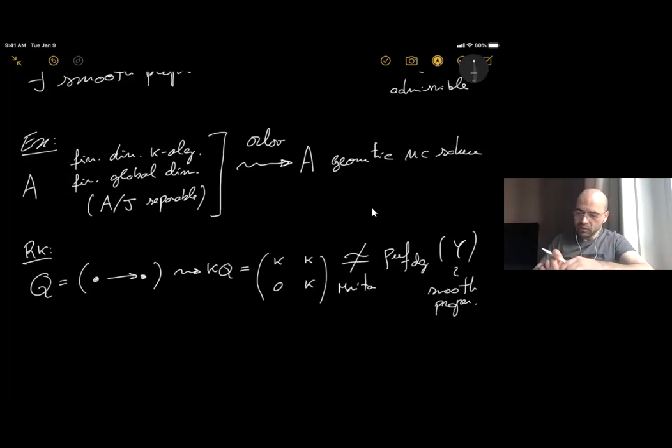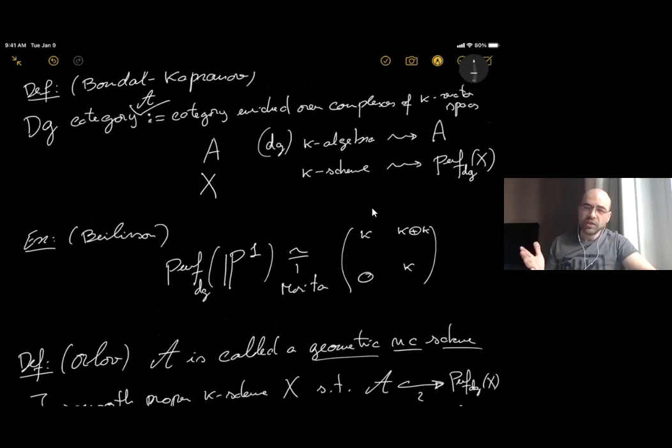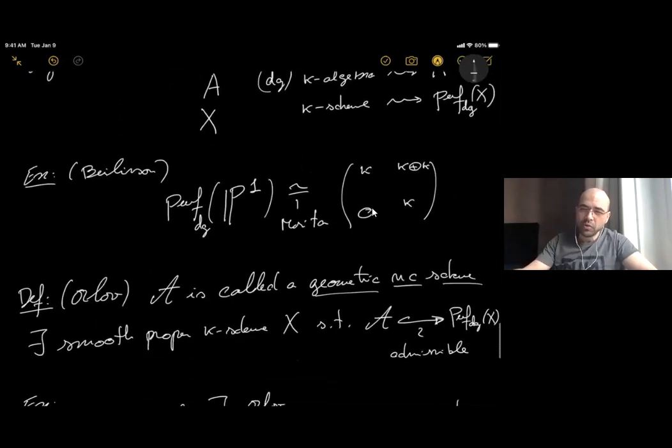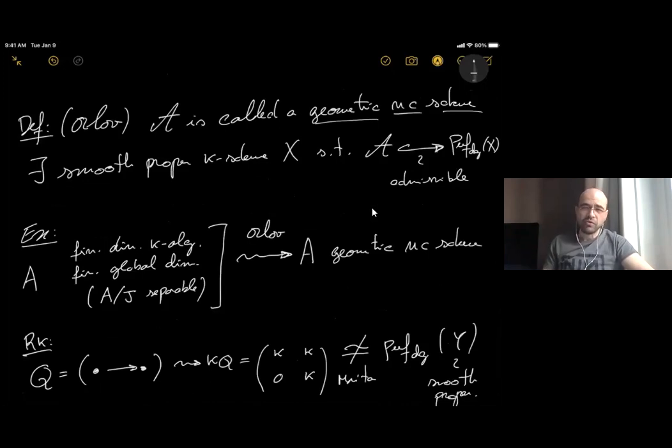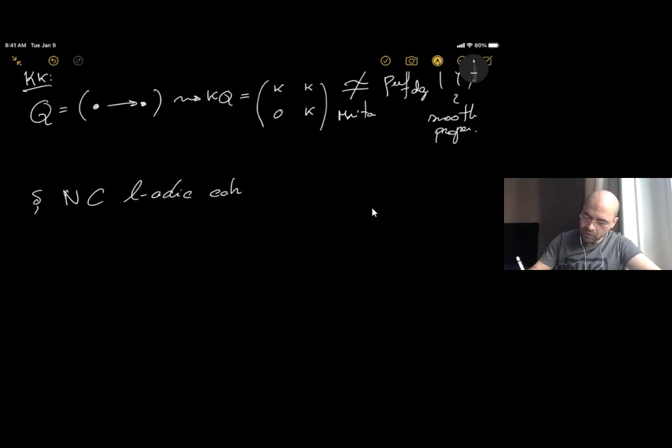And now the goal of this non-commutative geometry is that if I give you any DG category, or any geometric non-commutative scheme, you want to do geometry in these objects. For example, in this kind of algebras, I wanted to do the same thing. In particular, I want to define L functions for these. So if I want to define L functions, I need some kind of cohomology theory. So I can define a non-commutative L-adic cohomology theory for these objects.